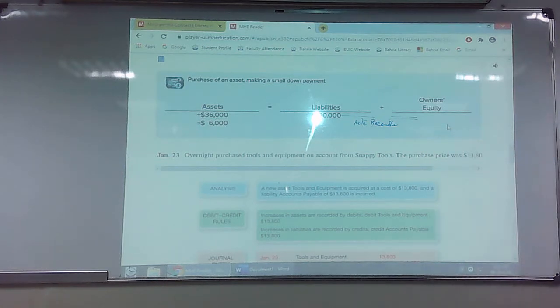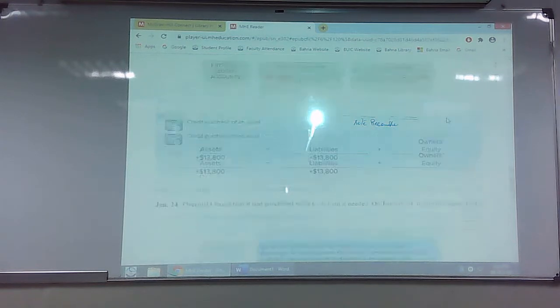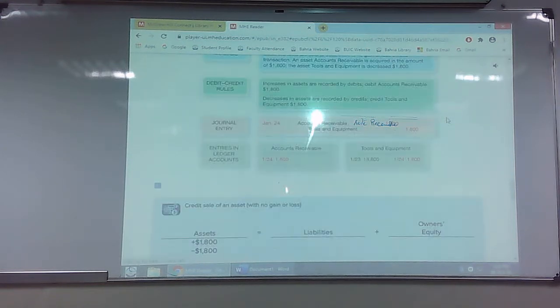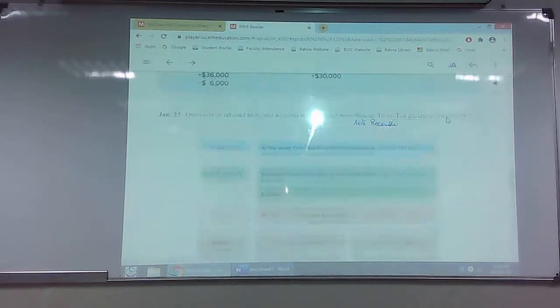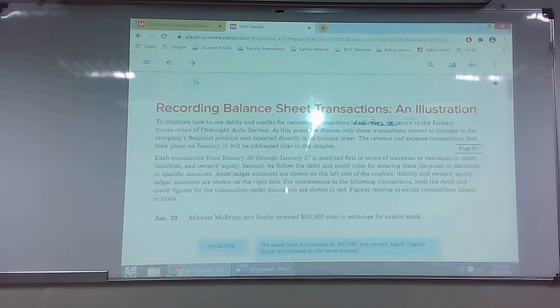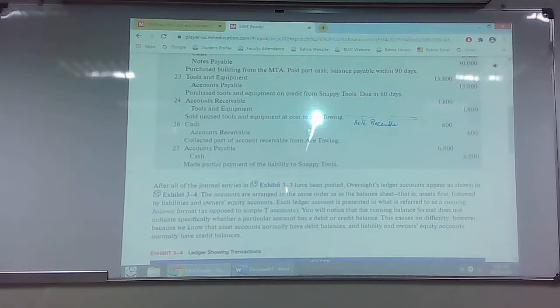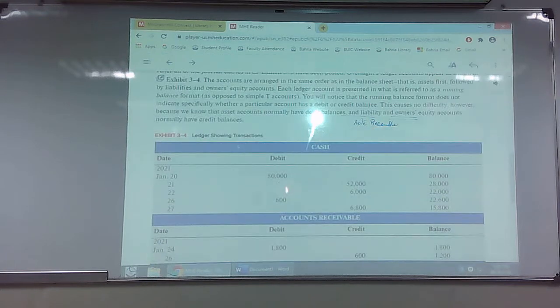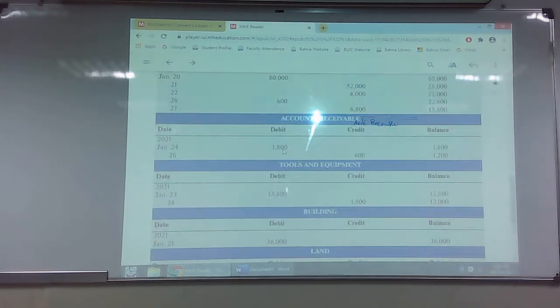And you can do the other analysis portion, and I hope that you can understand this. And I want you to do all these examples, this should be 97, basically. Okay, now this is just a general picture of all the entries. This is the ledger showing transactions, sort of like a running ledger.